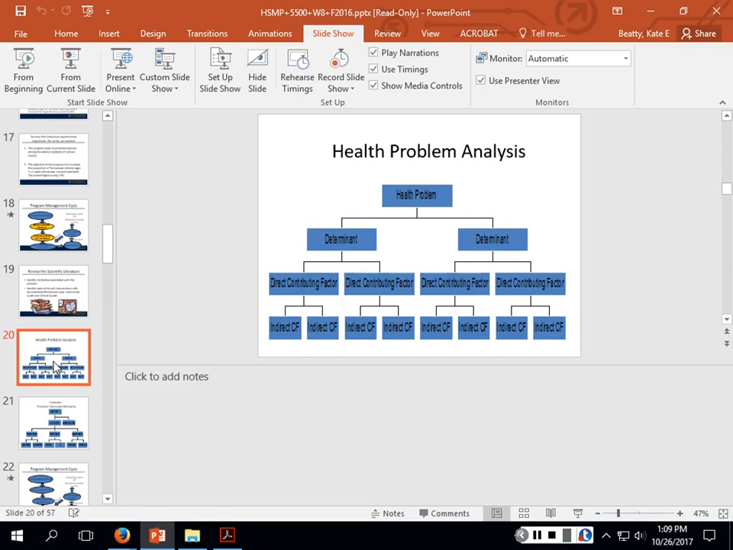of risk factors, including the determinants, which live very closely to the health problem, such that a change in the level of the determinants directly impacts the level of the health problem in our community. We also discussed how we then identify the direct and indirect contributing factors that affect the levels of the determinants.